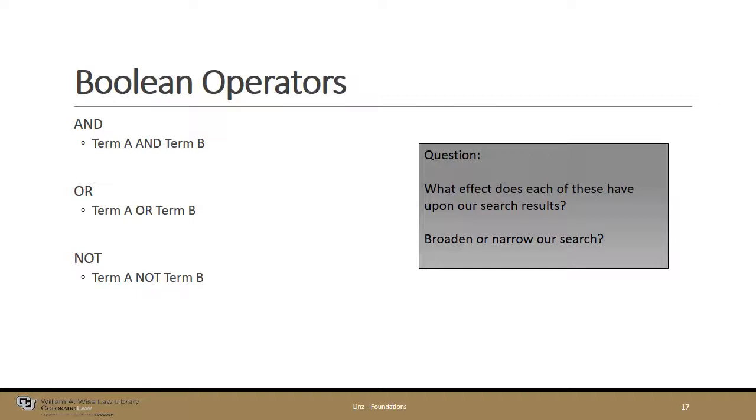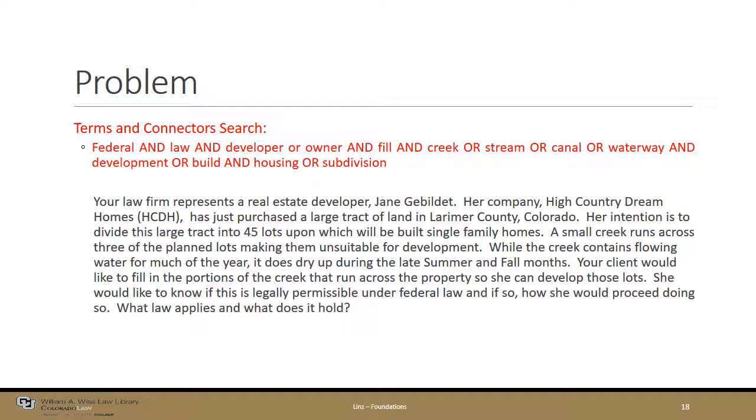So what's the impact on our searches? AND tends to narrow our search results. We tend to get fewer search results when we use AND because a document has to contain both terms. OR tends to broaden our search results because the document can contain either search term. They're more likely documents to contain those. And NOT tends to narrow our search results because if it has that term B, then the document is eliminated.